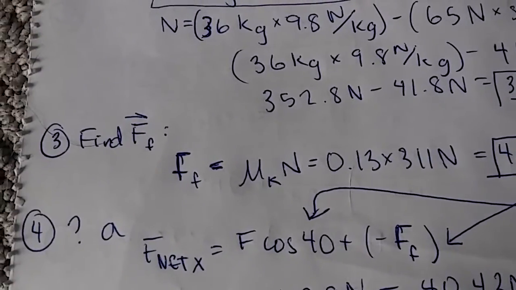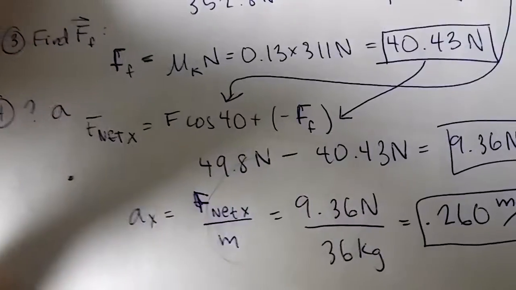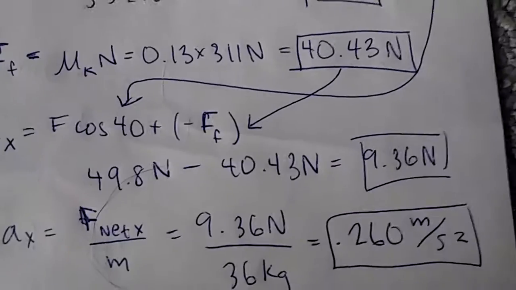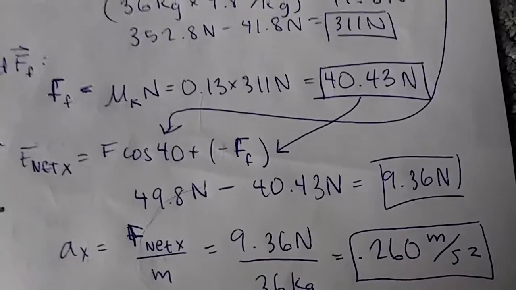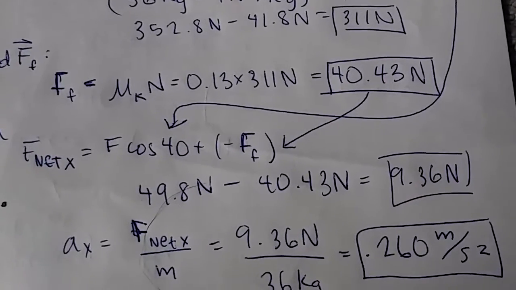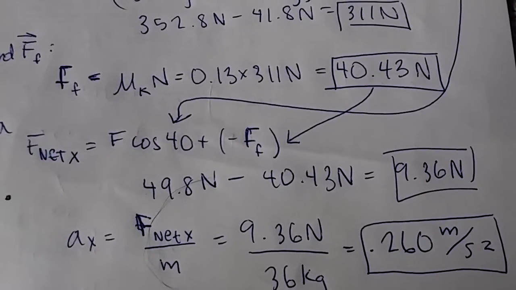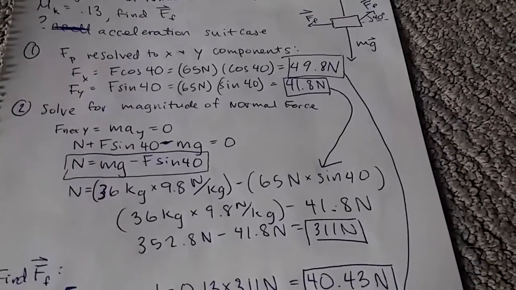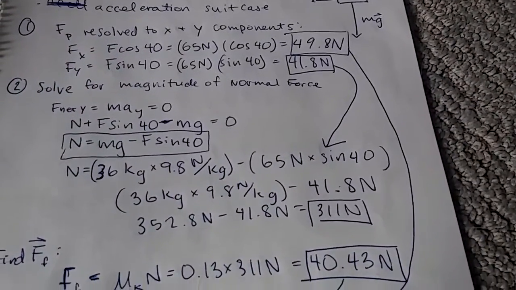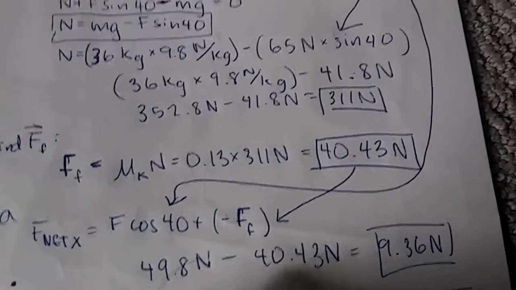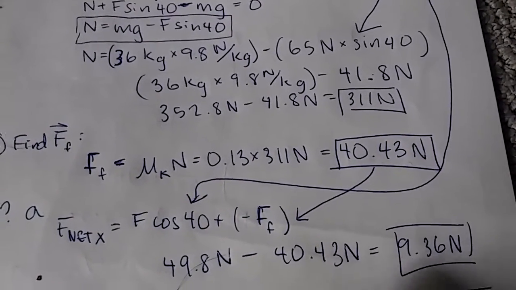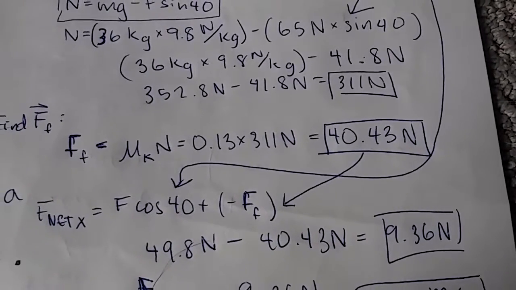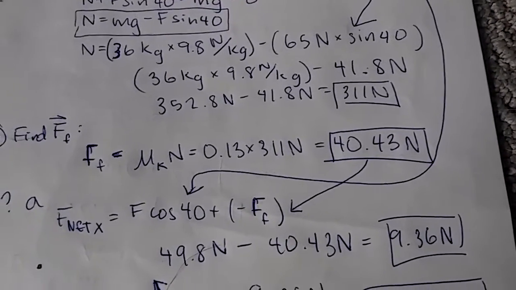Okay, so next I want to find acceleration. And I need to use the friction force that I just found, and then I'm going to be using my F cosine 40, which I solved earlier. So let me get that value from up here. 49.8 newtons would be F cosine 40, and I'll substitute that in. And then I'm going to subtract out 40.43 newtons, the friction force. So I get 9.36 newtons in the x direction.